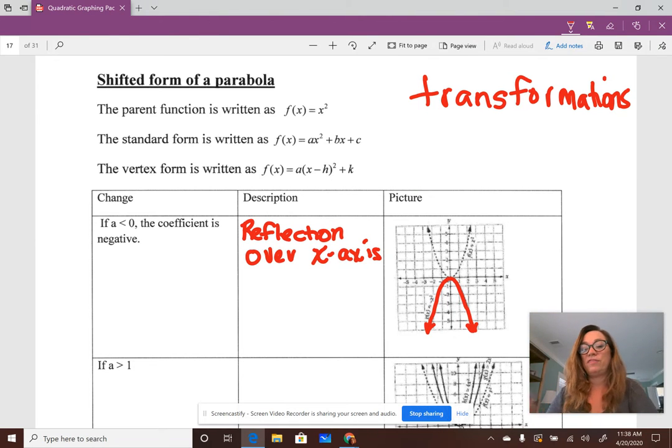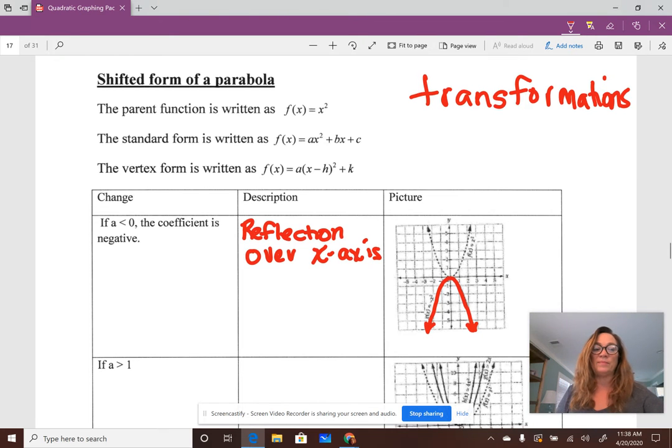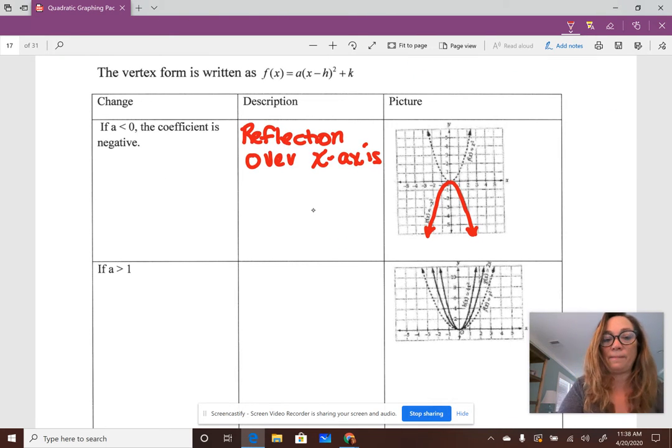Now, if the parabola is not on the x-axis, it'll just reflect it over the line that contains the vertex. So if it was like 3 units up, it would reflect over that line. Okay? So that's a reflection. Sometimes we say that it now opens down.